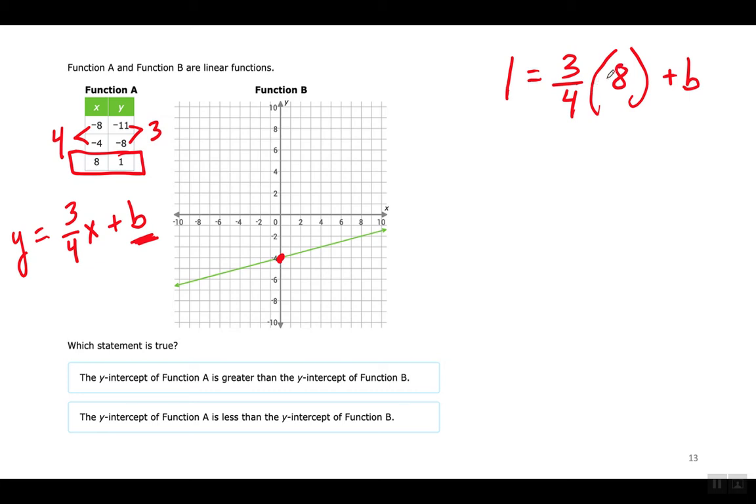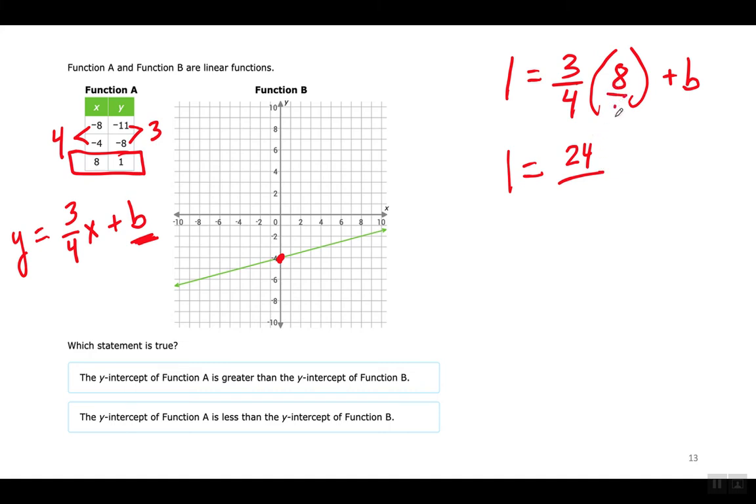Alright, the quick way to multiply this is 8 divided by 4 is 2, and 2 times 3 is 6. That's the quick way. La manera rápida de multiplicar esto sería 8 dividido por 4 te da 2 y 2 por 3 te da 6.